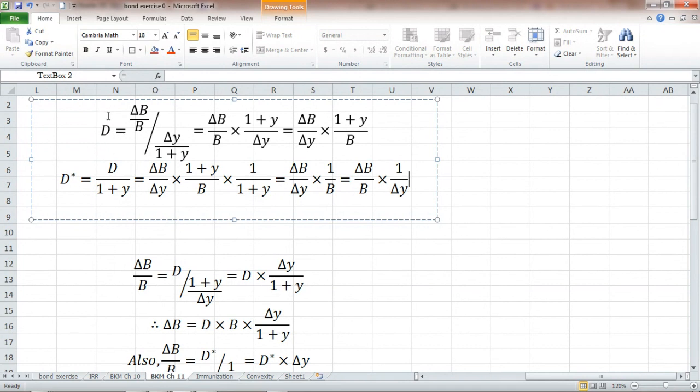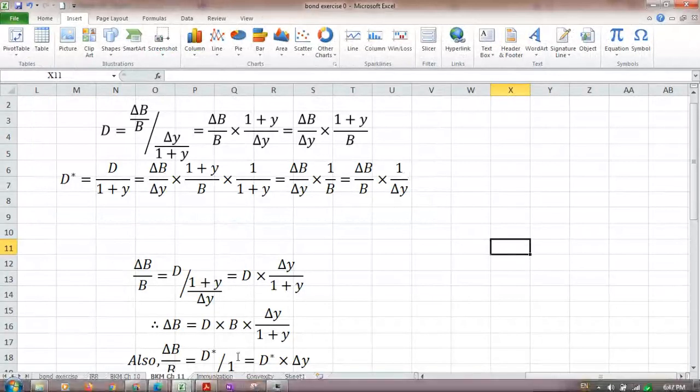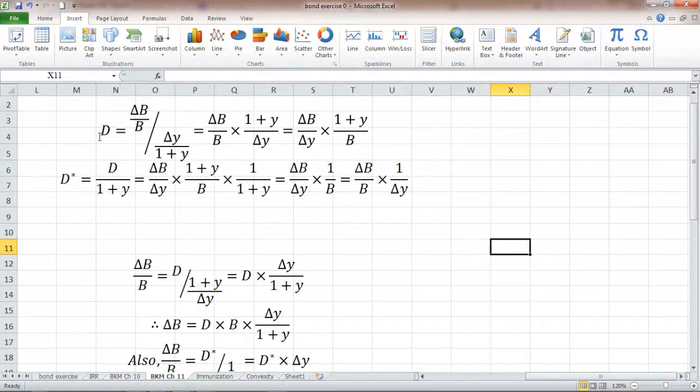So how do you then predict the percentage change in bond price? If you know the duration, and the duration can be calculated from the past bond price and interest rate data, right? Duration can be calculated. So we have duration, and think about it. Then we solve this duration formula in reverse.